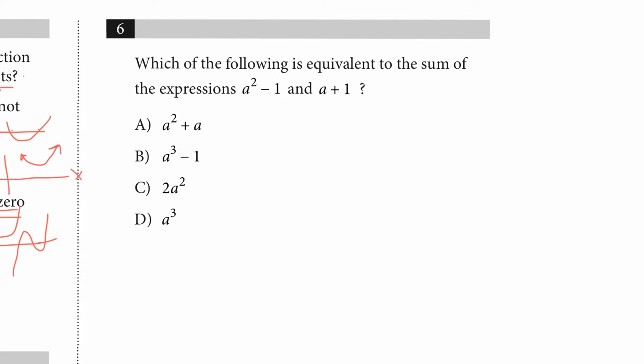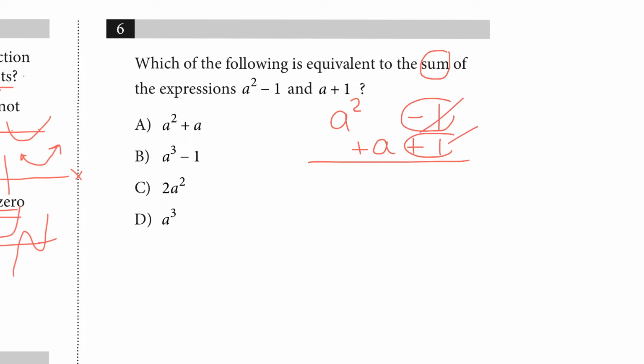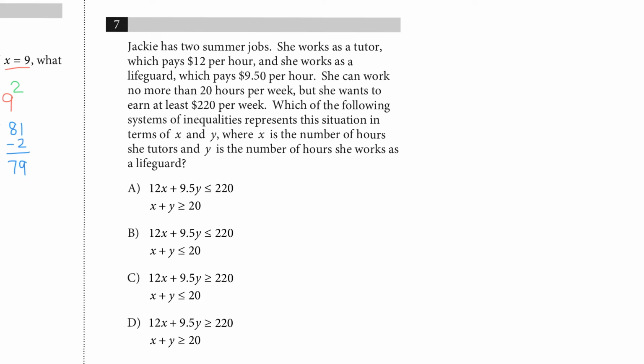Problem number 6 says, which of the following is equivalent to the sum, that means we're going to be adding these together, a squared minus 1 and a plus 1. So we need to add those. So we're going to have a squared minus 1. I'm going to leave a space there for the a. And I'm going to have a plus 1. And I'm going to add these together. So you notice that the minus 1 and plus 1 will cancel out. And I'm left with a squared plus a. And in this case, the answer would be answer A. And that's the answer.